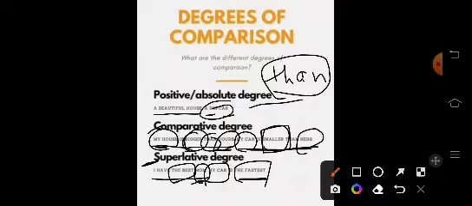The thing to be observed over here is that in the superlative degree we use the article before it: the fastest, the best. So these are some rules that we have to keep in mind: the positive degree is always used when there is no comparison made, when we are only giving some extra information about the noun.